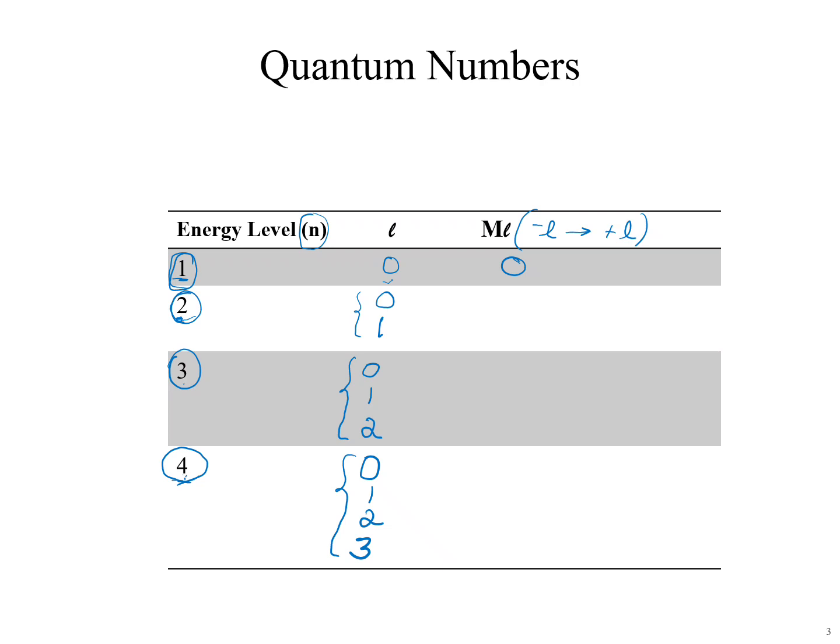In this table, anytime we have a 0 listed, the possible value of m sub l is always 0. It's the same thing. The value of m sub l is given by minus l going all the way to plus l. If the value of l is 0, you have just one possible value of m sub l, which is 0. It doesn't matter where the numerical value of l equal to 0 is located or in which energy level. If l is 0, m sub l will always be 0.